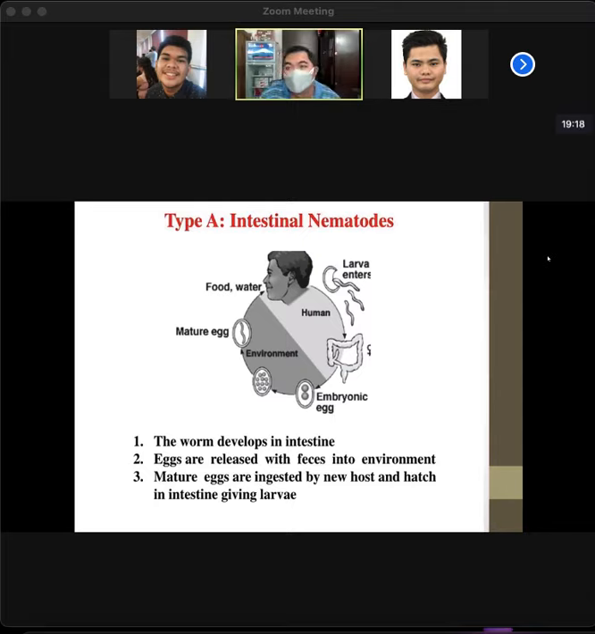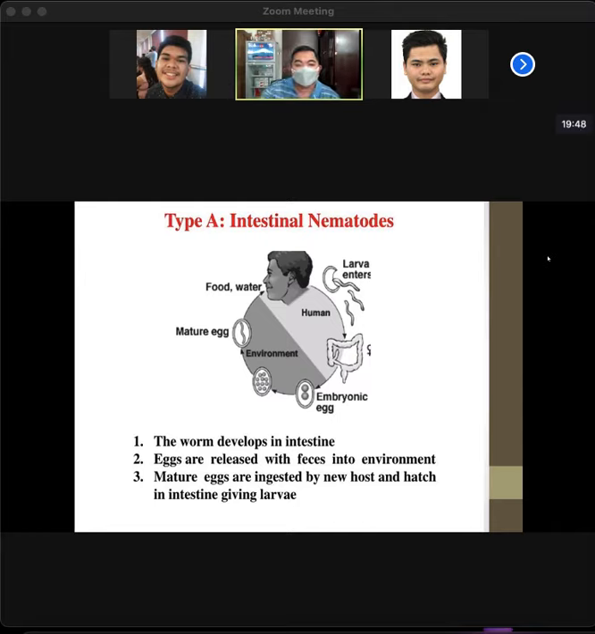So as you can see here, the life cycle of the intestinal nematodes. From here we have the water and food that is contaminated. Once it enters into the human, some larvae enter, and then from there they will produce some eggs. From mature eggs, they can be seen in the environment already. So this will be the life cycle of the intestinal nematodes.